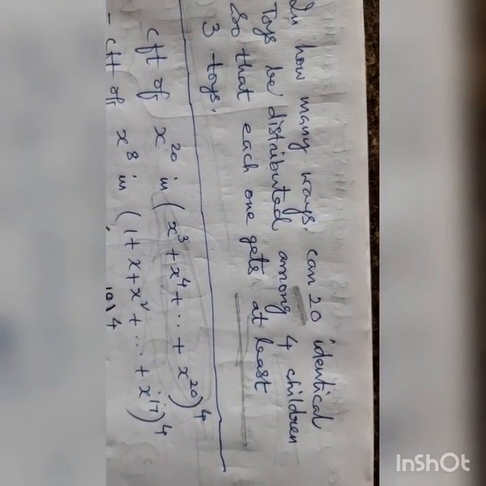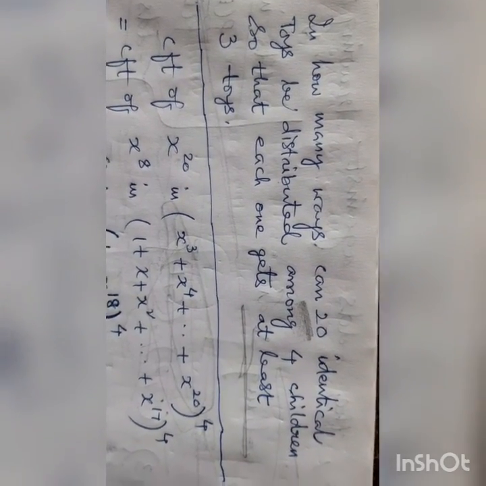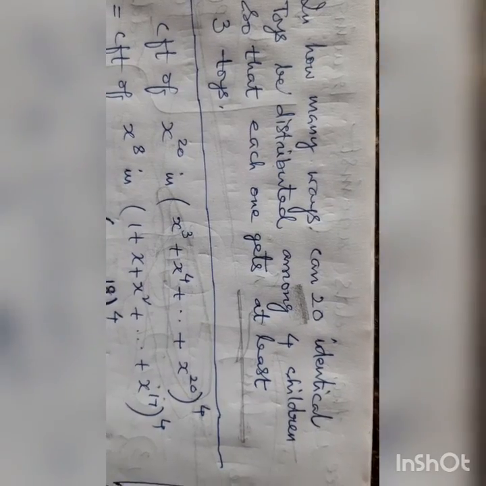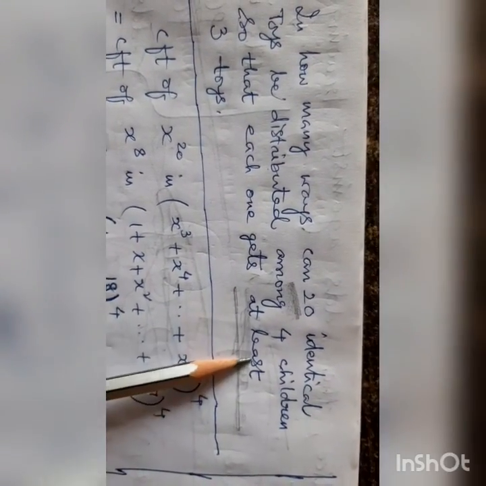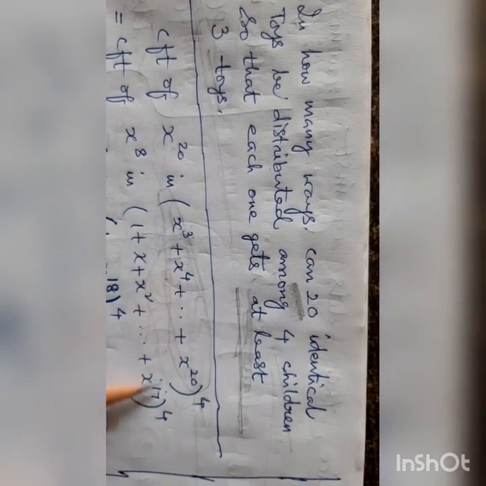11 C 3 ways we can distribute 20 identical toys among 4 children so that each one gets at least 3 toys. That is why I started from 3 like that.